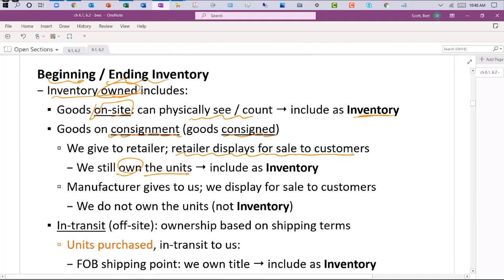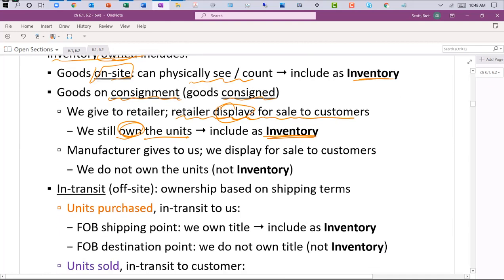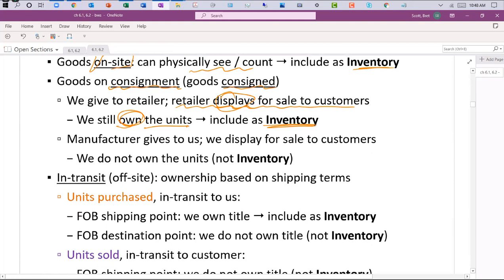Companies like J.C. Penney, for instance, will have a lot of T-shirts and jeans and other items on display, but J.C. Penney doesn't own that inventory. They just hold it on consignment because they don't want to necessarily be stuck with goods that don't sell. So it's a way to help get our goods sold to the end customer. We use a retailer, we put it on consignment. So we own the goods, but it's physically on display at another company. We want to include those as inventory because we still own the title. When the retailer sells it, that's when we record the cost of goods sold.